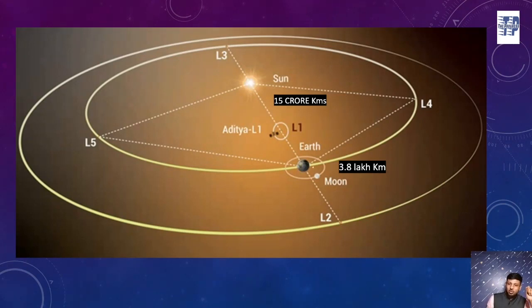Let's look at where it is going to be placed. So here there is the sun and here there is the earth, and this is the point known as Lagrange point 1 or L1, and this is the position where ISRO placed the ADITYA system. Why did ISRO place the ADITYA system in L1? Why not at the other points? What is the speciality or uniqueness of this L1 point?